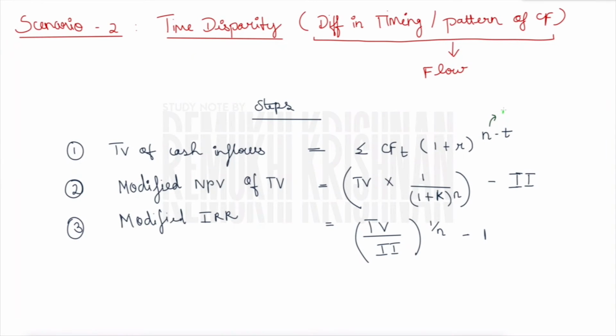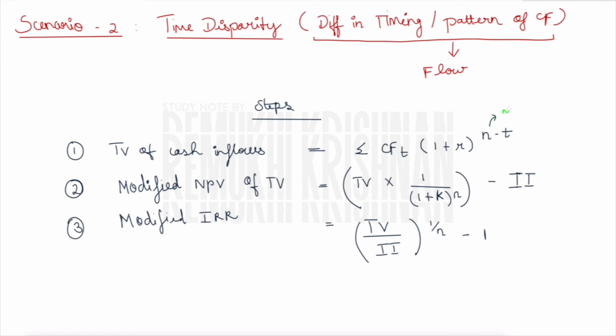The very important thing to be noted here is, instead of taking the cash flows, I'm going to arrive at my terminal cash flows, and with the help of that terminal cash flow I'm going to find my modified NPV and modified IRR. So this modified NPV and this modified IRR will provide us with the same answer. There will be no conflict in selecting the proposals.